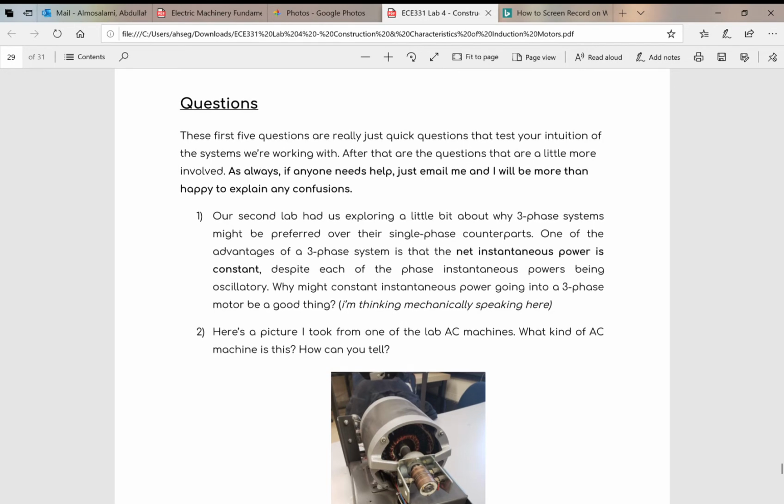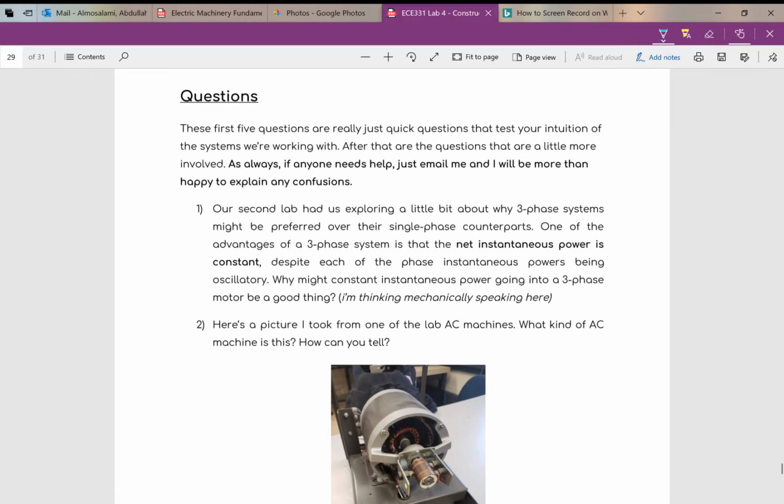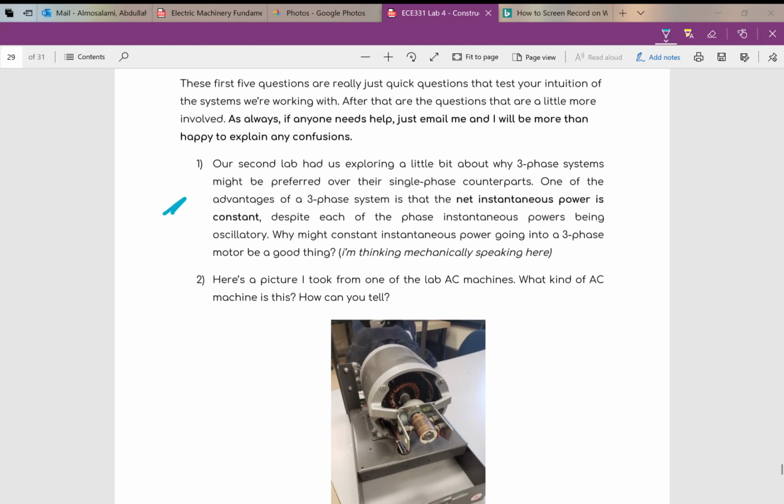So we have here question 1. Okay, let me add notes here. All right, question 1. It said that if you have three-phase power being fed into an induction motor, then the net instantaneous power, because remember, three-phase power, you have three phases. Each one of those is a sinusoid, but if you add those sinusoids together, the net instantaneous power is going to be constant, despite each of the phases being oscillatory. Why might that instantaneous power being constant be a good thing?